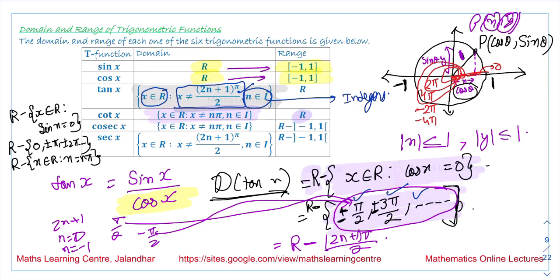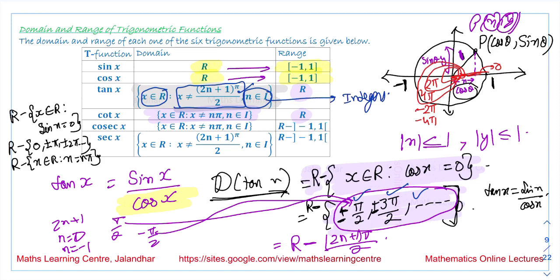And the range of these two functions is R. This domain and range will be more clear to you when we look at the graph of these functions. Otherwise, you can see these values as follows: the value of tan x is equal to sin x over cos x.